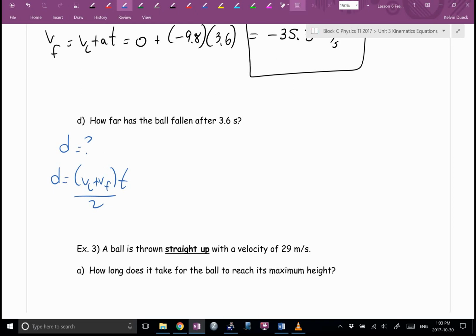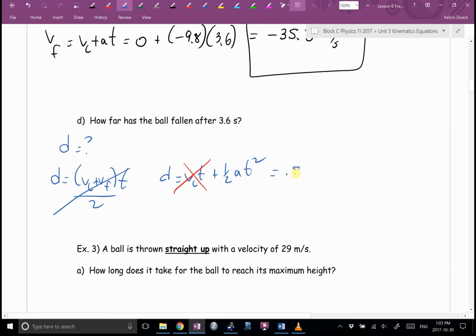What would be a better one to use, by the way, folks? Sierra. I might go with VIT plus a half AT squared because that uses data that's all given to me. Do you want to use that one or do you want to use yours? Okay, so yours works, but not the cleanest. I'm going to use D equals VIT plus a half AT squared. Hey folks, why can I cross out the VIT this time? VI is 0. That won't always be the case.